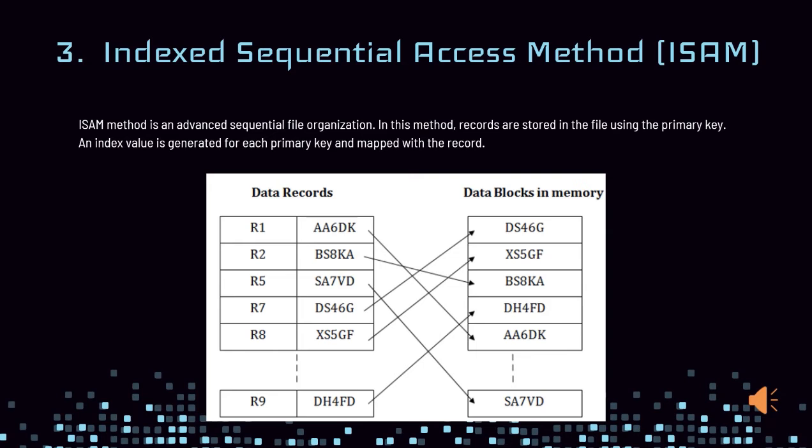Next is index sequential access method file organization, or known as ISAM. ISAM method is an advanced sequential file organization. In this method, records are stored in the file using the primary key. An index value is generated for each primary key and mapped with the record. This index contains the address of the record in the file. If any record has to be retrieved based on its index value, then the address of the data block is fetched and the record is retrieved from the memory.